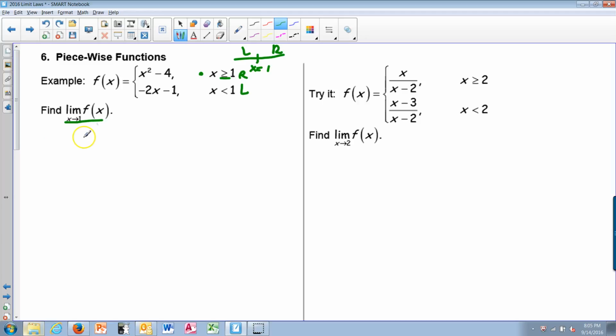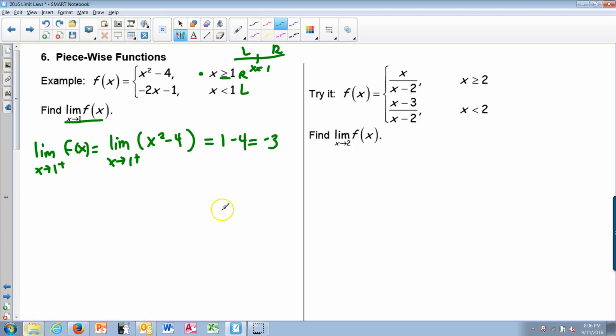Remember, for the limit, we actually don't need the function value. We only need what the function is approaching from each side. So the limit as x approaches 1 from the right of f of x could also be written by substituting for f of x, and just the f of x part you could put x squared minus 4. But notice once I put the 1 value in, 1 squared minus 4 does not have limit notation because there's no x to approach. And so the y value is approaching negative 3.